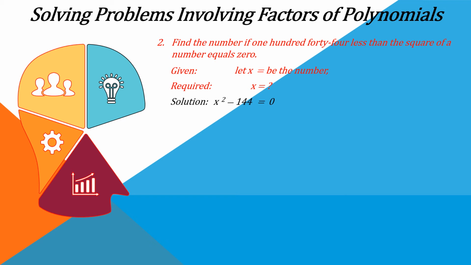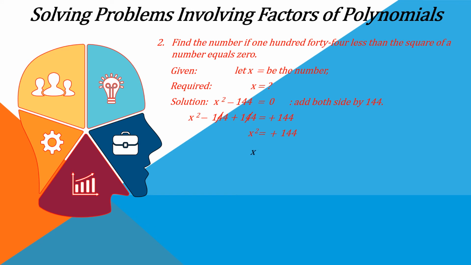Therefore, x squared minus 144 equals 0. Let us add both sides by 144. It is x squared minus 144 plus 144 is equal to positive 144. Negative 144 and positive 144 cancel. We have now x squared is equal to positive 144. Remove the square sign on the left side of the equation.